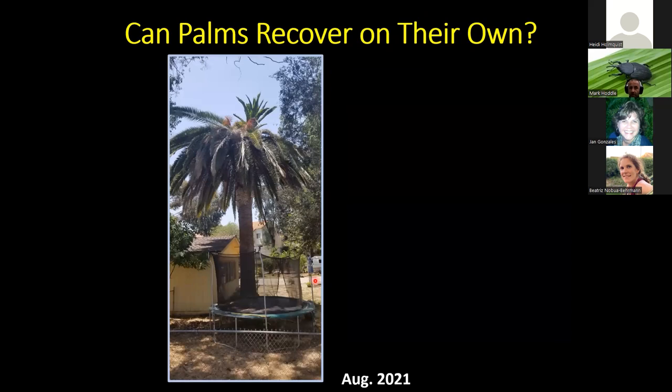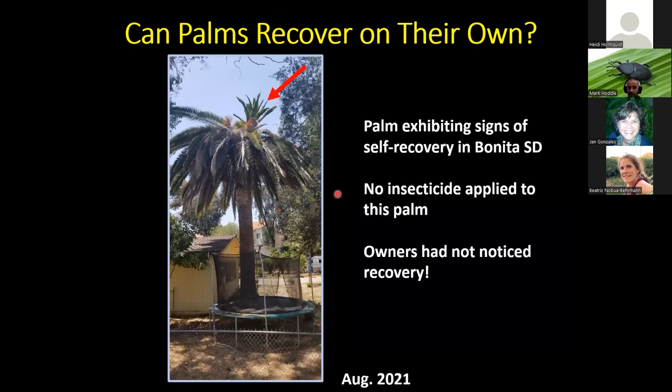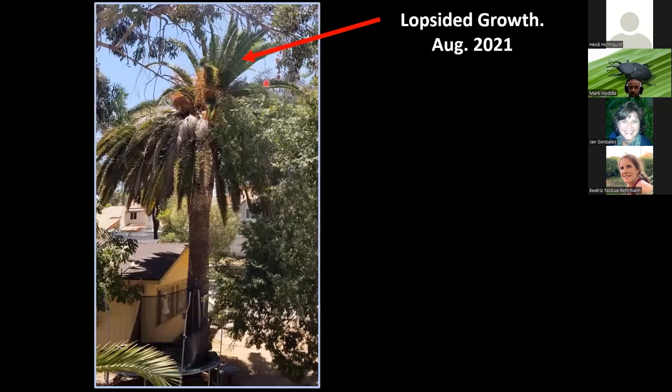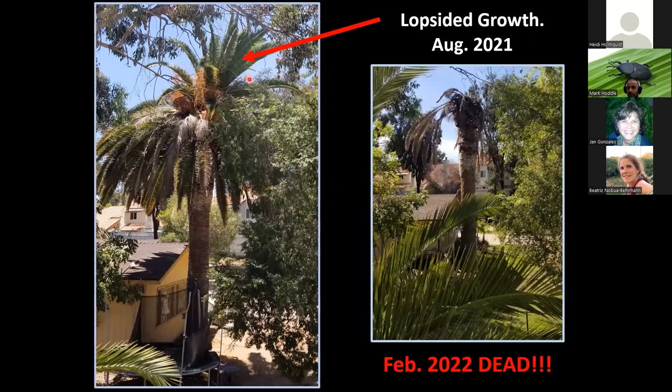So palms may actually be able to recover on their own. I was taking this photograph of this carrot-like growth coming out of the top of a palm tree. The owners thought that their palm was dead. They couldn't see this growth from their side of the fence. And so we followed that. Could it actually survive without any insecticide treatments and completely recover? So you can see the lopsided growth here has gotten a bit bigger in August of 2021. And unfortunately, by February 2022, the weevils had found that new growth again and pretty much killed it off, and that palm tree is well and truly dead this time.